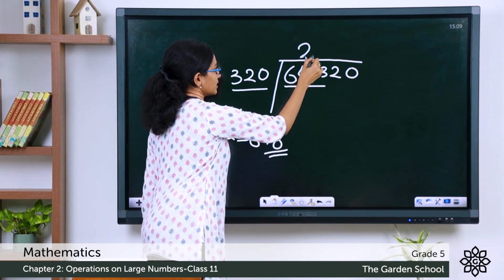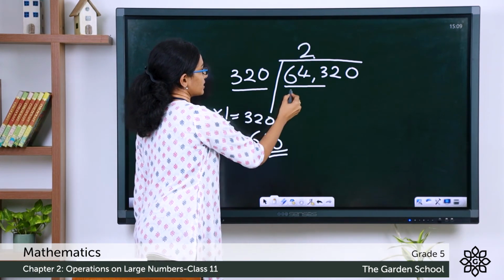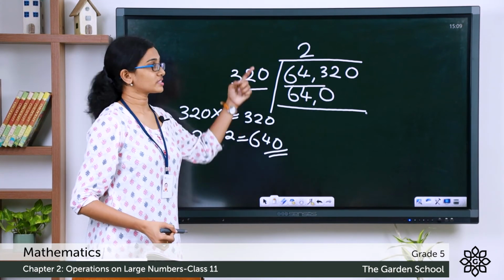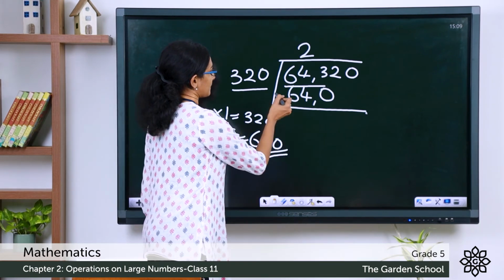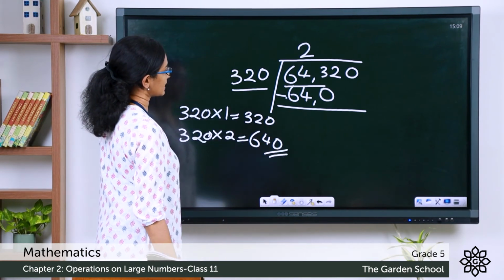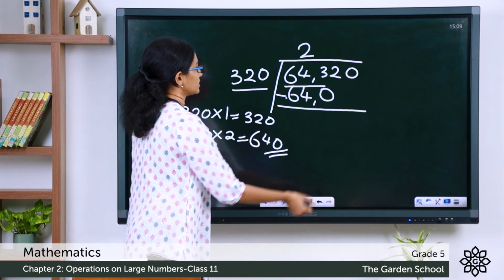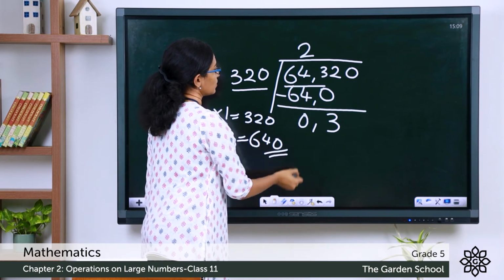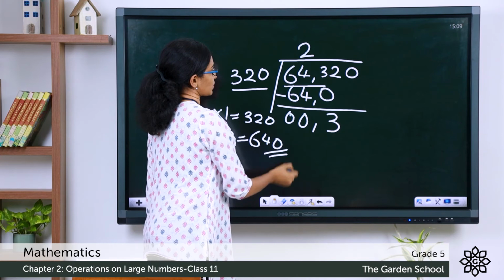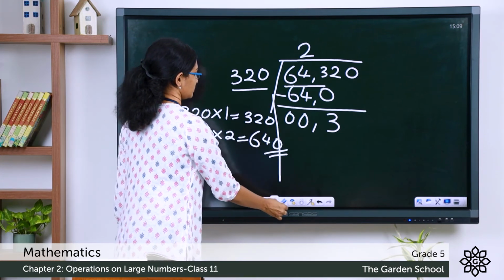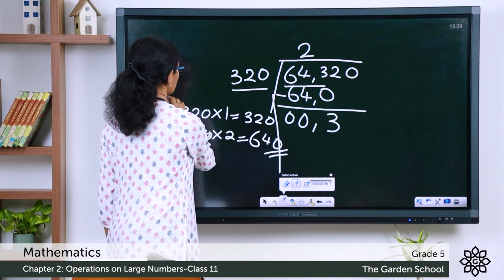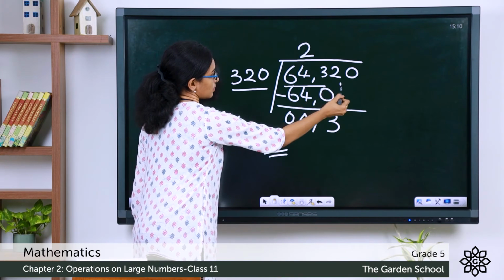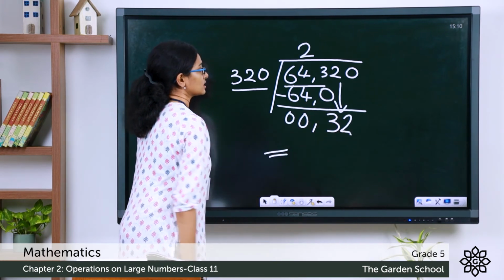So, we can take this 2 here, and 2 into 320 is 640. Now, what you have to do? You have to subtract these two numbers. 643 minus 640 equals 3. Now, 4 minus 4 is 0. 6 minus 6 is 0. Now, what is the next step? We have to bring down the next digit. So, bringing this 2 down, you get 32.